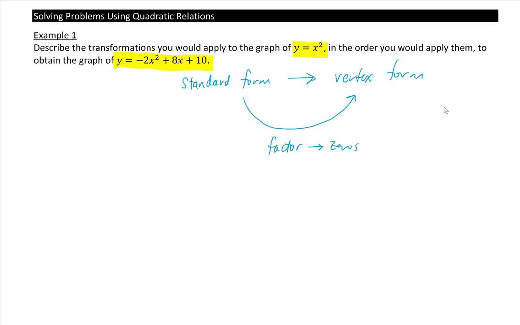From the zeros, we can get the axis of symmetry, we can get our optimal value, and then we can finally get our vertex, and rewrite this equation in vertex form. And then we can describe the transformation. So there are quite a few steps for us to solve this problem. Let's start by factoring this expression. We have y equals negative 2x squared plus 8x plus 10.